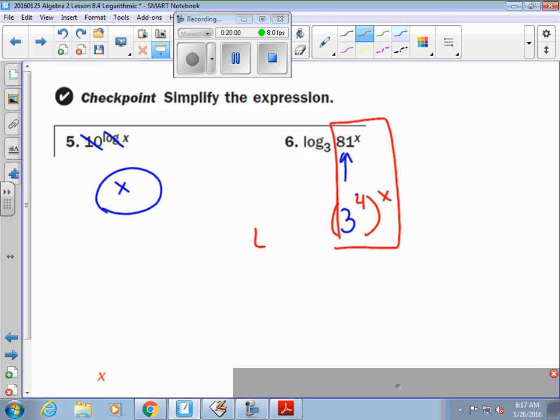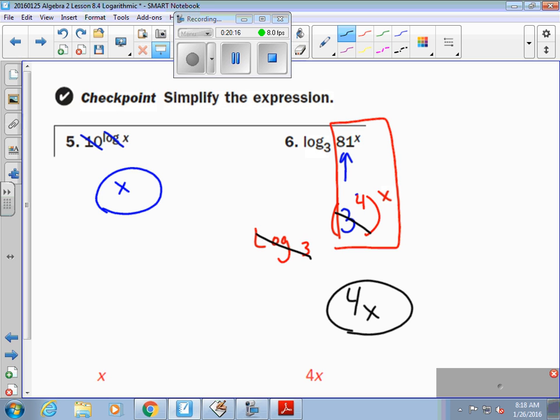So now it's log base 3 of 3 to the fourth power to the x power. That's how you read that, as goofy as that sounds. And since this is the same as this, it eliminates it. Then you're left with 4x. And that's all we can do as far as simplifying it goes.